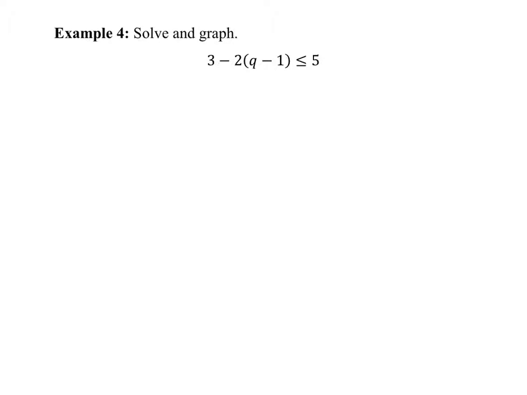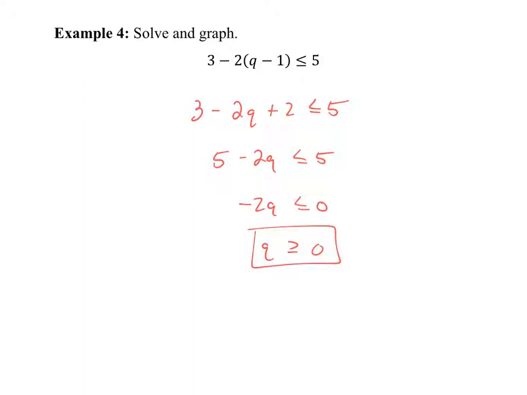In number 4, to solve, I go about solving like I would anything else. Distribute this. I have a 3 plus 2 gives me a 5, really. I move the 5 over and divide by -2. And I get the following answer. This is really not difficult algebra at all.